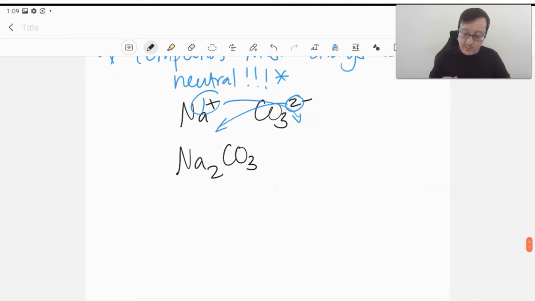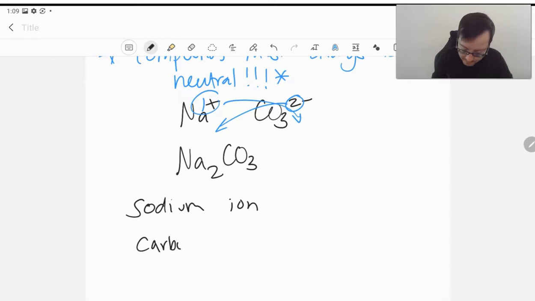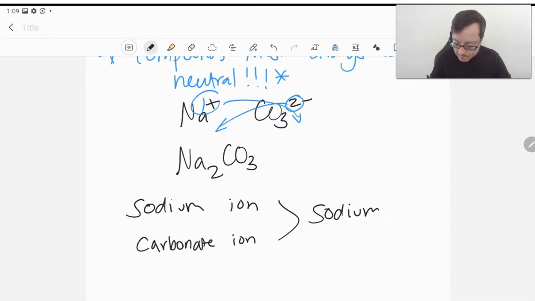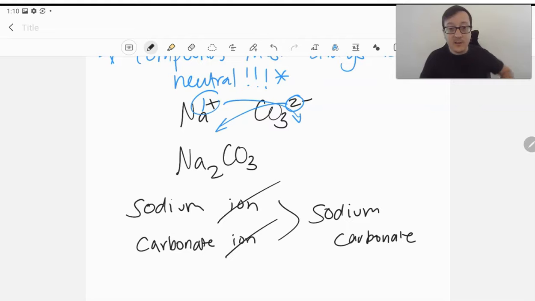And the name for this is we just take the names of the ions and get rid of the word ion. So for example, sodium ion, carbonate ion, get rid of those together, and we just call this sodium carbonate. If we put those 2 ions together, we get rid of the word ion as part of their name, and the name of the compound, therefore, is sodium carbonate.